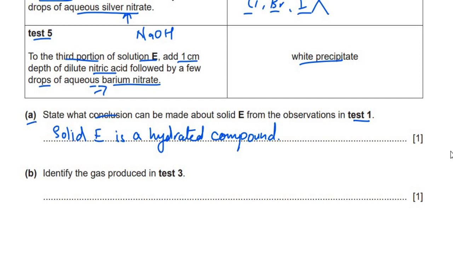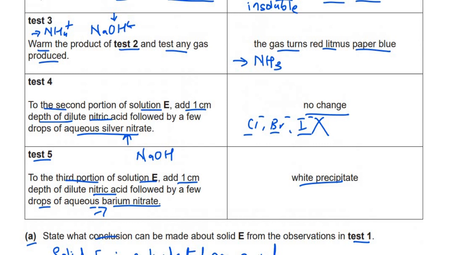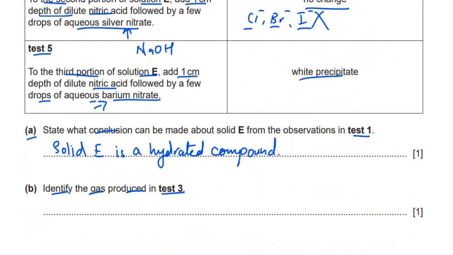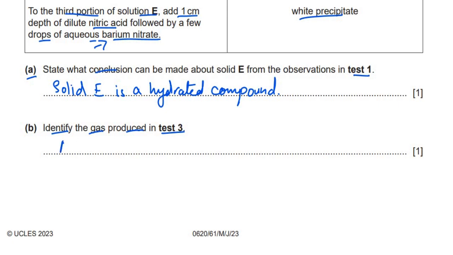Question B says, identify the gas produced in test 3. Now we have already seen in test 3 that the gas produced was ammonia gas. So let's write it here directly. It's ammonia gas.